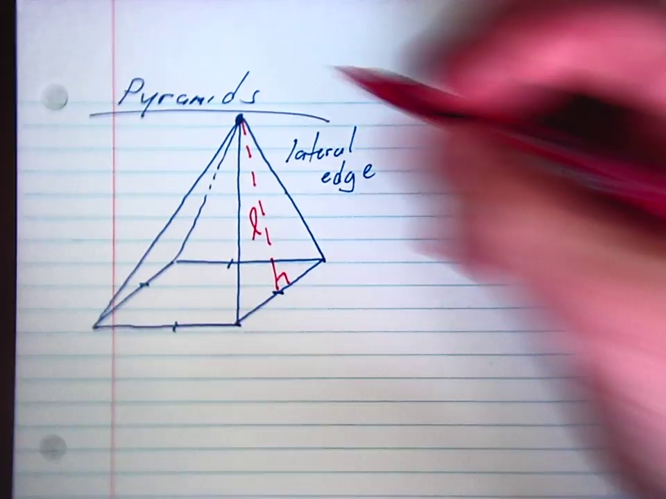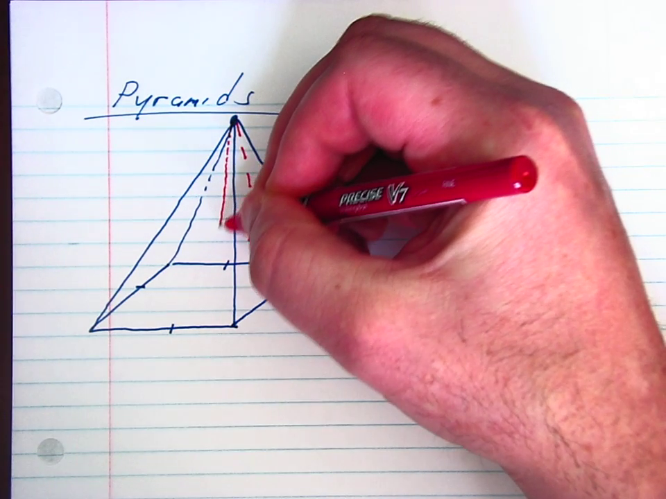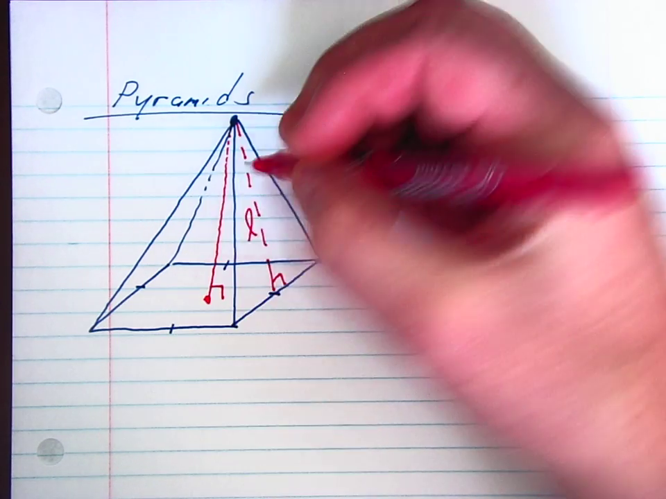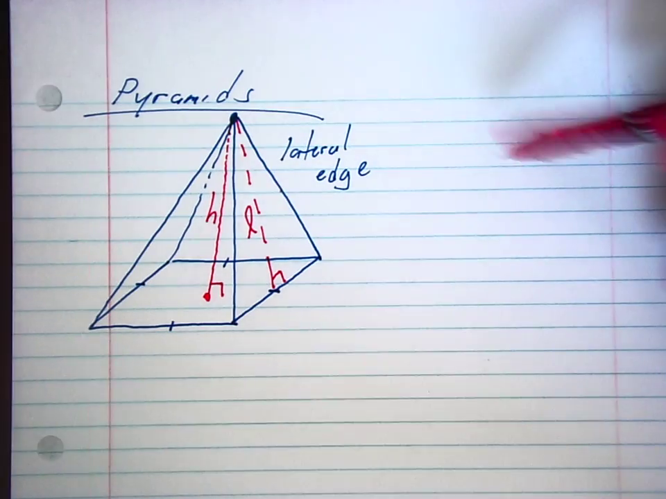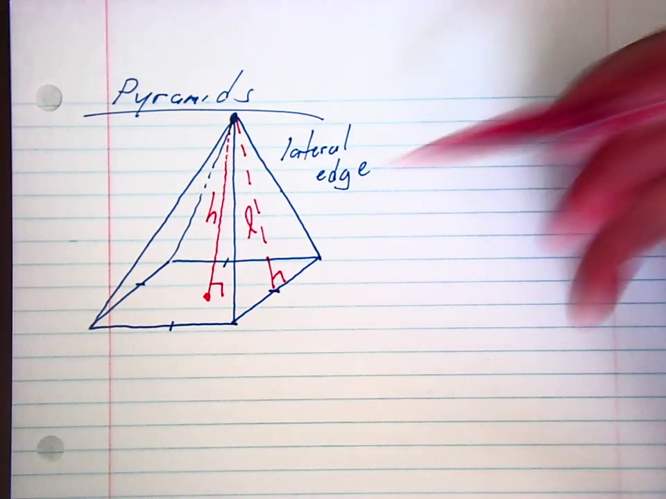Here's another thing that's going to be in there. If I go from the top straight down to the middle of the base, the dead middle of the base, that is the height of the figure, H. I'm going to give you one of these three things, either H, L, or the lateral edge.